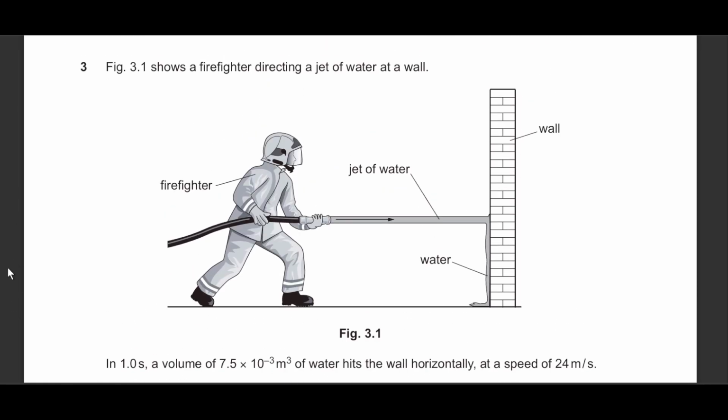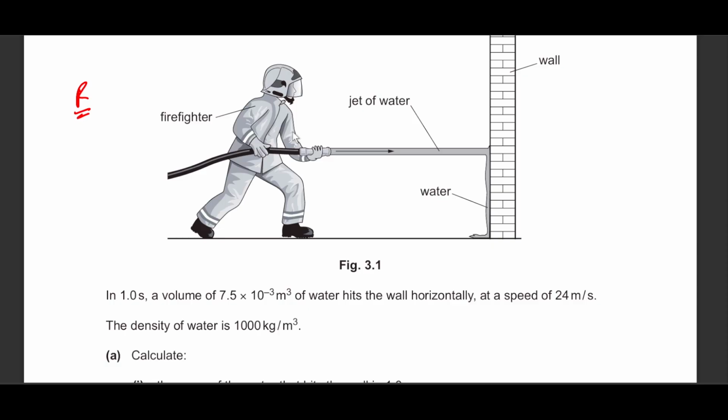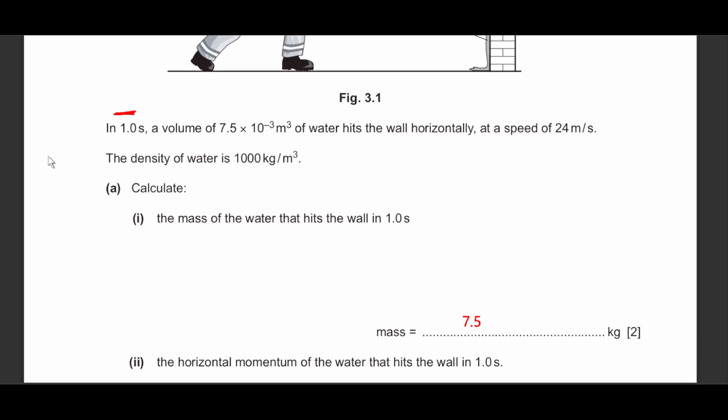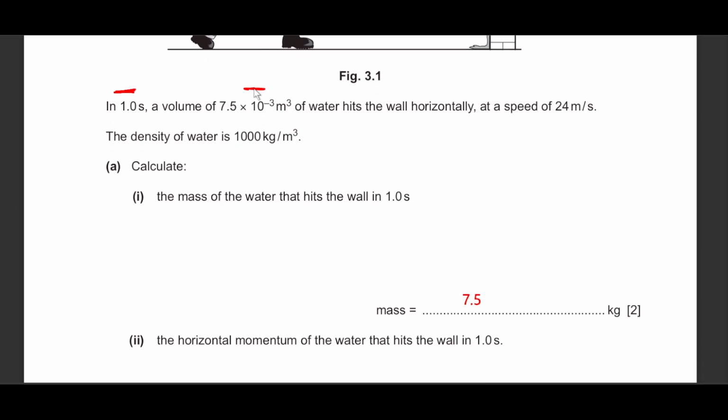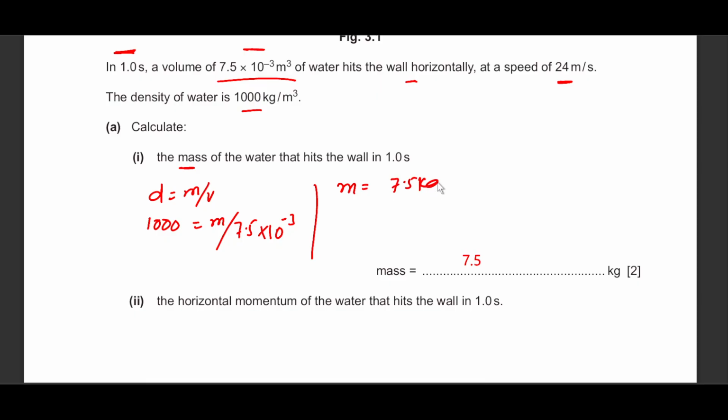Next question, question number 3, is an interesting question. That's a good question in terms of momentum. And this is a common example these days: water coming out of a pipe directed towards a wall. What happens then? So in 1 second, this is important information that will serve us later, the volume of water hits horizontally, the speed is 24, density is this, calculate the mass of water. So we're simply going to use the formula density equals mass by volume. Density is 1000. Mass we don't know. Volume is given to you over here, that this is what is coming out of the pipe. So mass is going to come out as 7.5 kilograms.